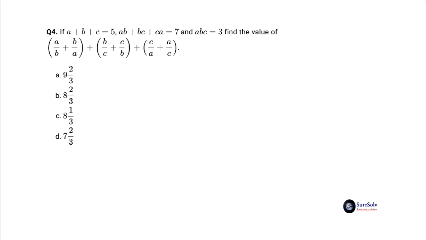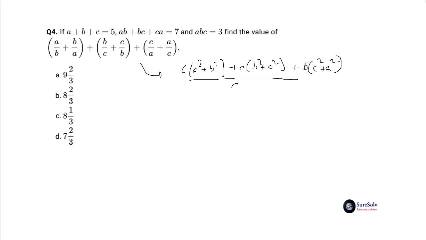To know how you can use the given value of abc, first simplify the direct expression mentally as c multiplied by a square plus b square plus a multiplied by b square plus c square plus b multiplied by c square plus a square divided by abc. Now you know by using the similarity increase technique, this is where abc comes in. And this is the reason why all the choice values have fraction denominator as 3.